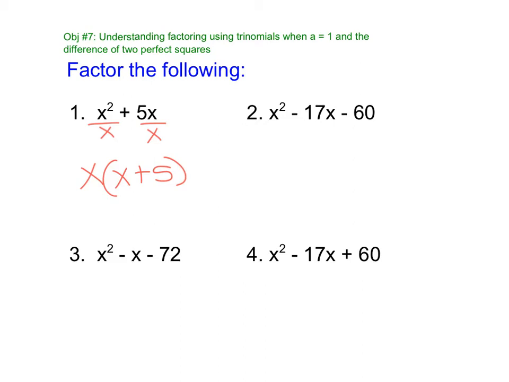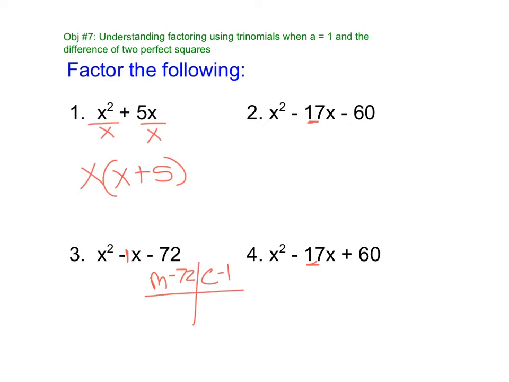Number 3, we are multiplying to negative 72. This one tends to mess kids up. What are we combining to? It's always the coefficient, right? In number 2 and 4, we're combining to 17. This one, what's the invisible number in front of x? Remember, there's really a 1 there, so it's a negative 1.